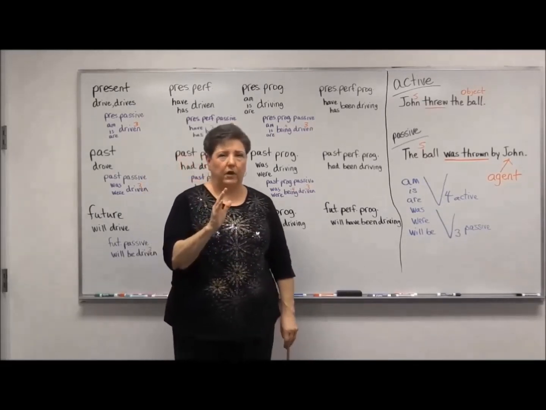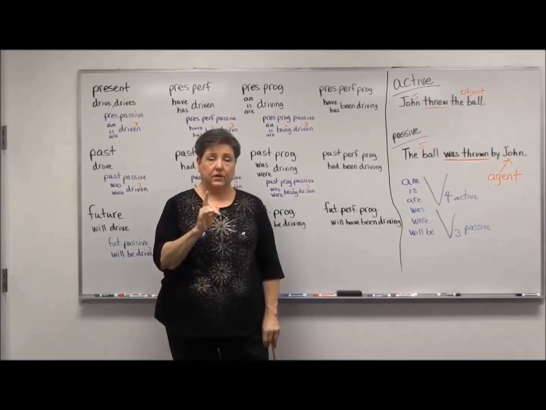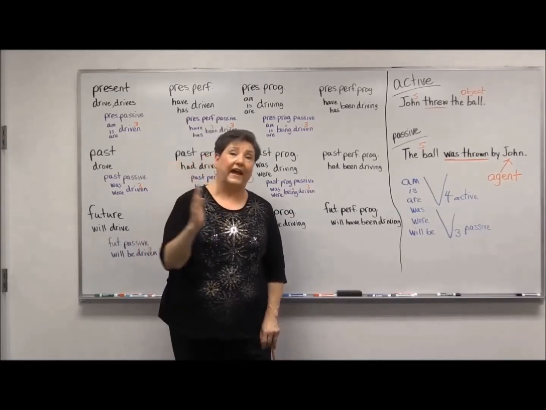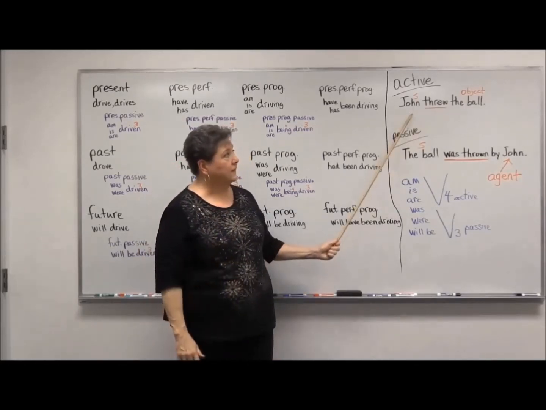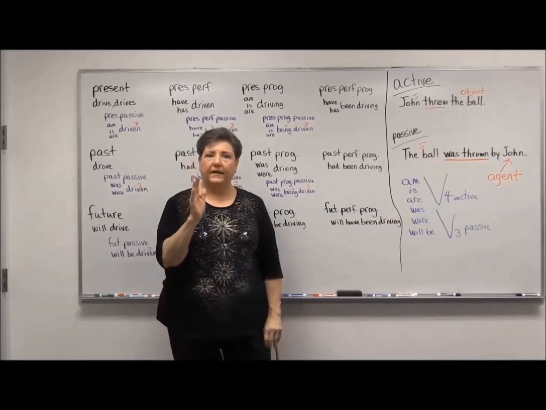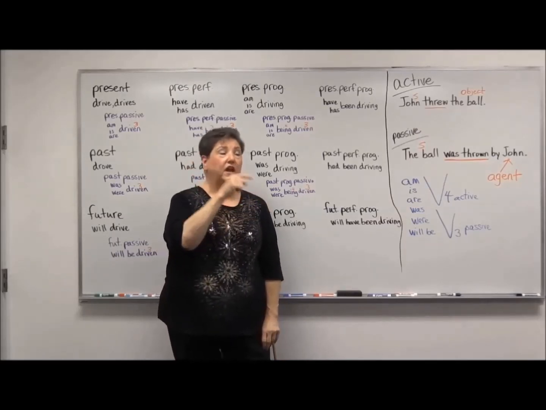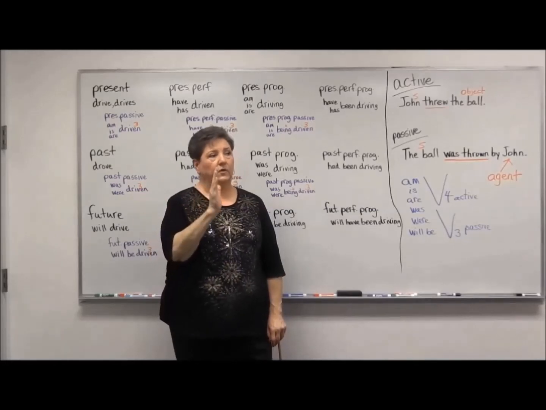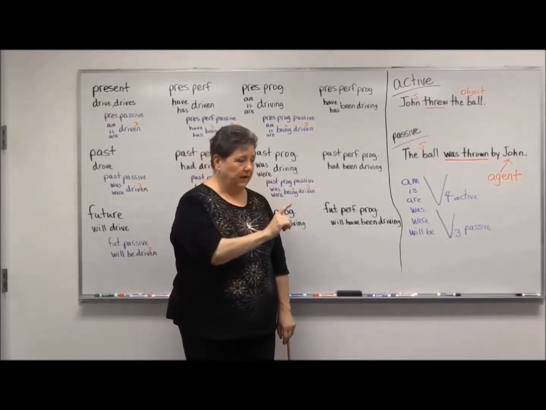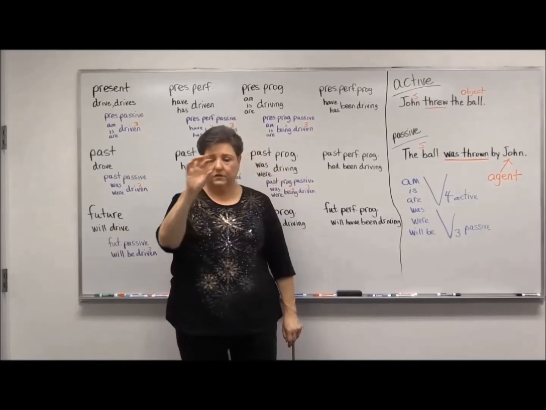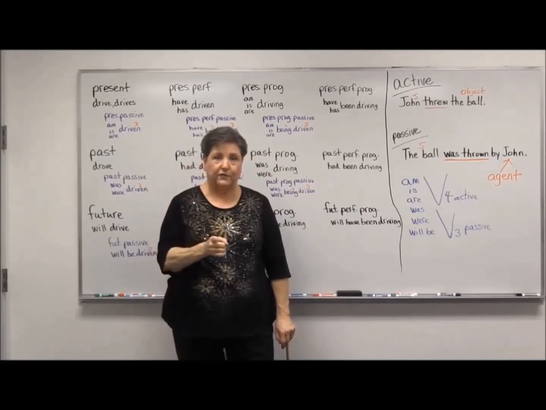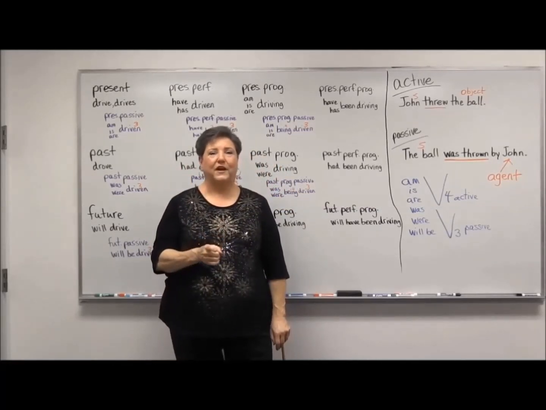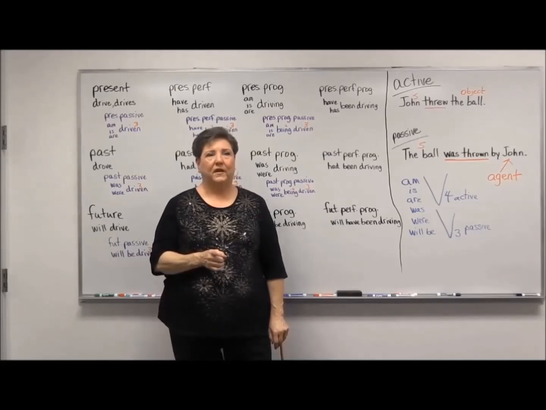Try this. If you want to practice some passive sentences, start with an active sentence, like I did. Start with a simple active sentence that has an object. You have to have an object or you can't make passive. So start with a simple active sentence, make an object. Move the object to the subject and change the verb. Do that a few times and you'll get used to it.